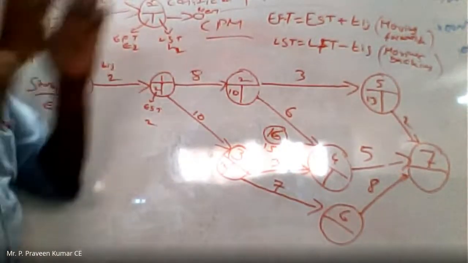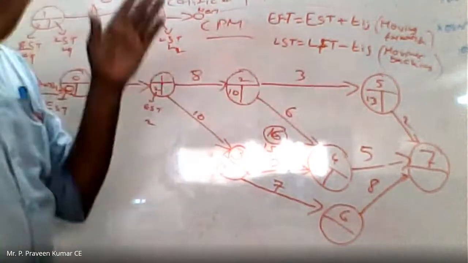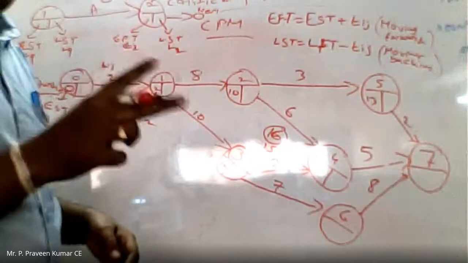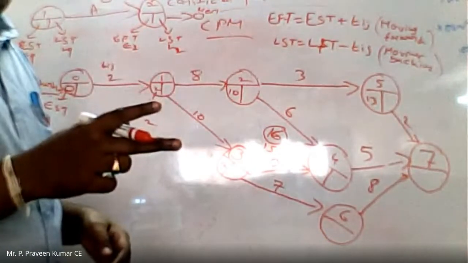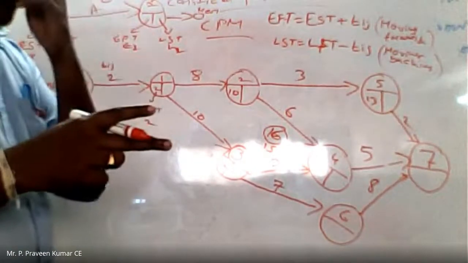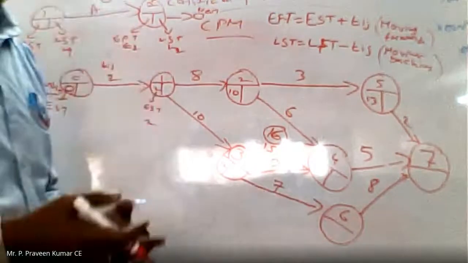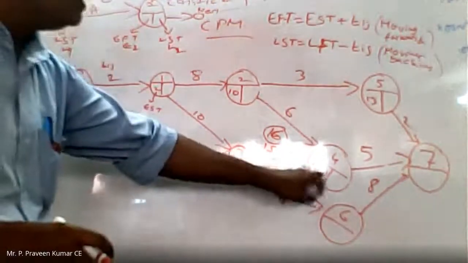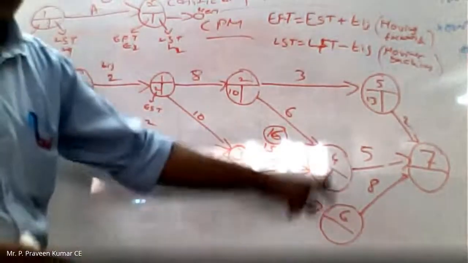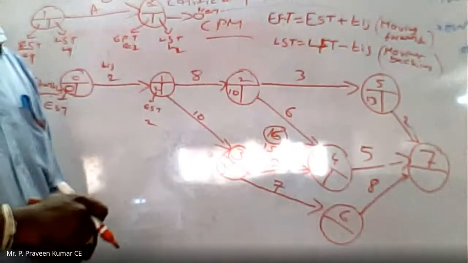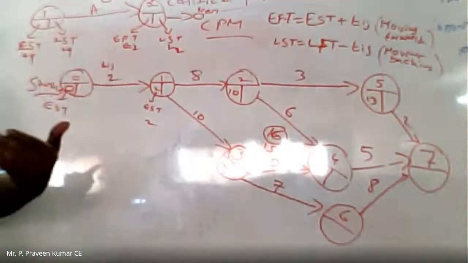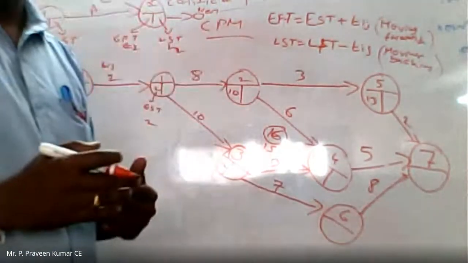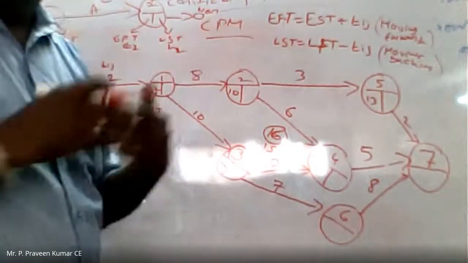Okay, when we are going forward and 2 activities are merging on the same node, at that time we will get 2 values. Why? When we add the two values, we get the maximum duration time, and that maximum is the EST of this particular activity. So when we are coming backward, we need to take the minimum value, that means the lesser value.